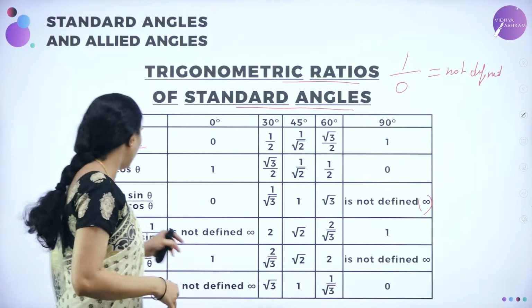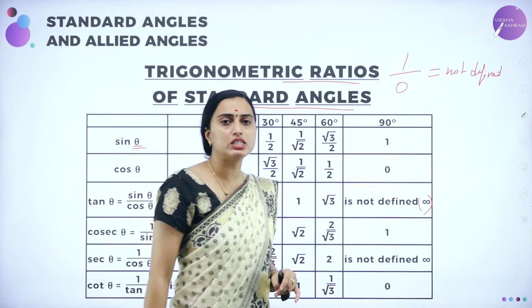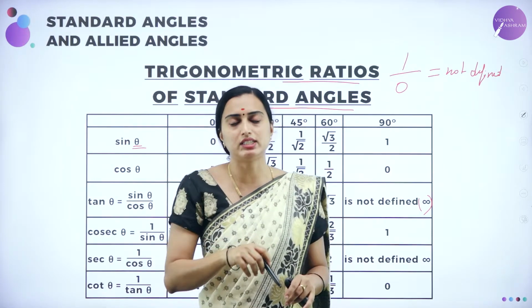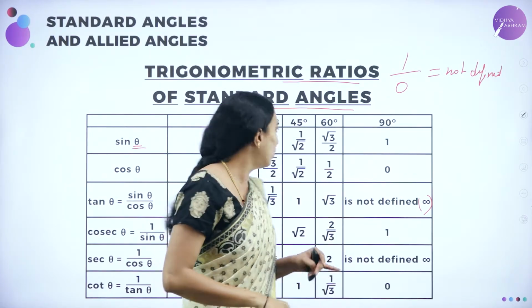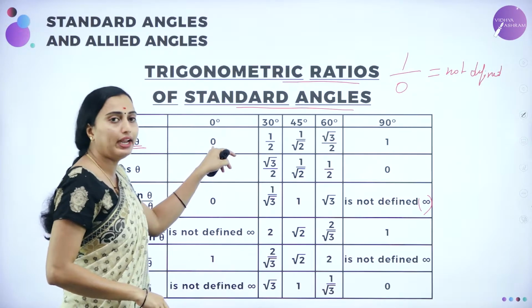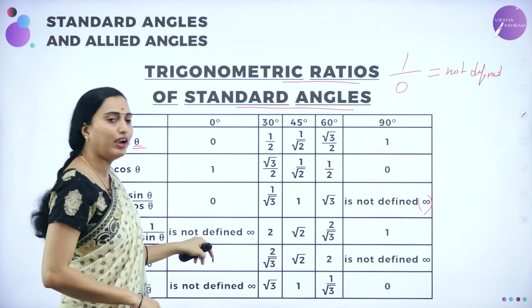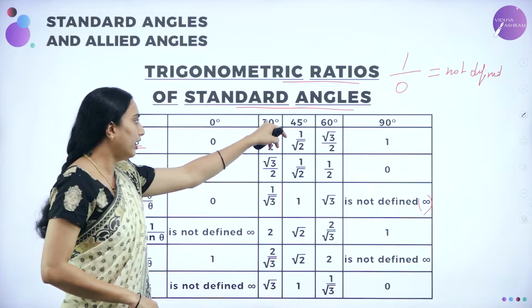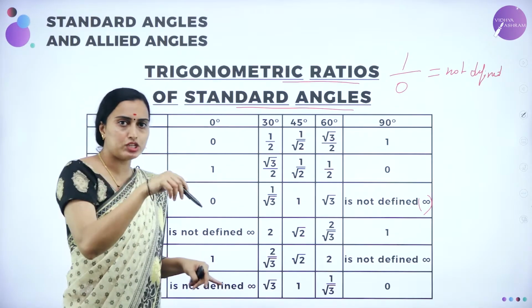Next, we'll be moving on to the cosecant theta. Dears, cosecant theta is 1 by sin theta, 1 over sin theta. So, if you take 1 over 0, anything divided by 0 is not defined, which is infinity, and then you are going to have 1 by 1 by 2.